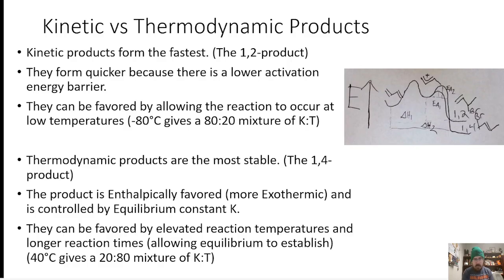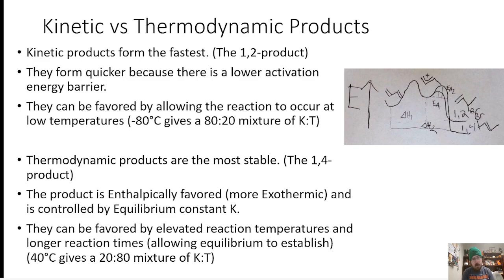So this is enthalpically favored, meaning it's a more exothermic reaction. It has a higher activation energy barrier to form, but when it does form, it releases more energy and it's harder to reverse. So this is controlled by equilibrium, our K, capital K. By running this at elevated reaction temperatures and longer reaction times, we can favor more thermodynamic products.